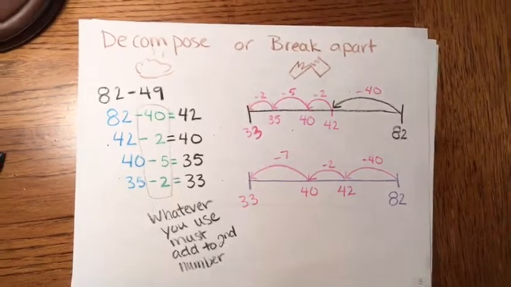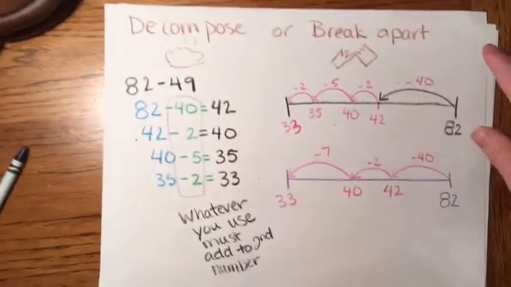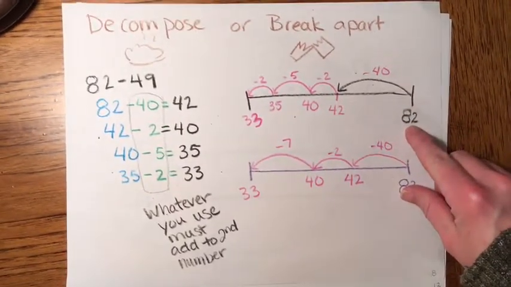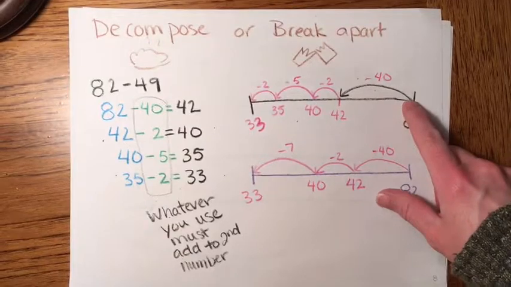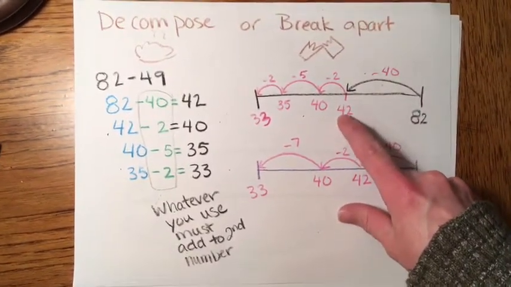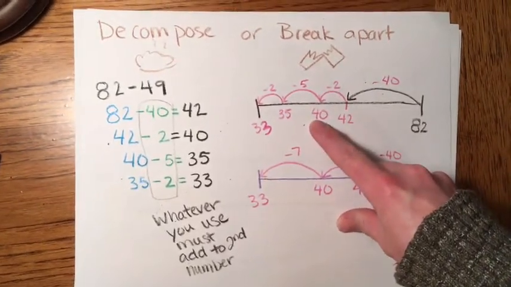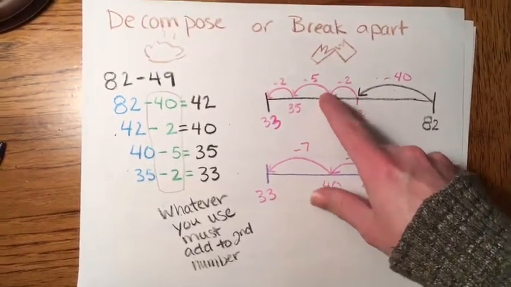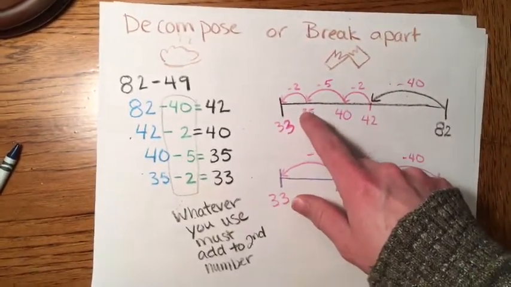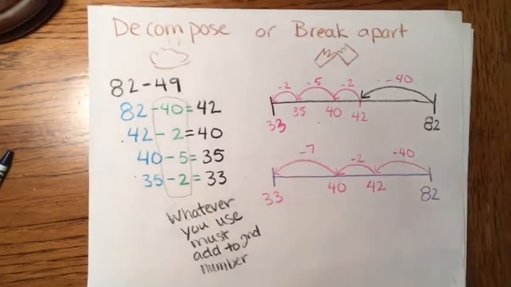Decompose and break apart usually looks better on a number line to me, and it's easier for me to see. So if you did a number line version, here's what a number line version would look like. You start with an 82, and again we're taking that tens group, subtracting that 40, we're left with 42, making that a nice number with a 0 at the back, so we're subtracting 2 and making it 40. We still have 7 left, so I took that 5 away and got 35. I took 2 away to get all the way up to 49, and I was left with 33.